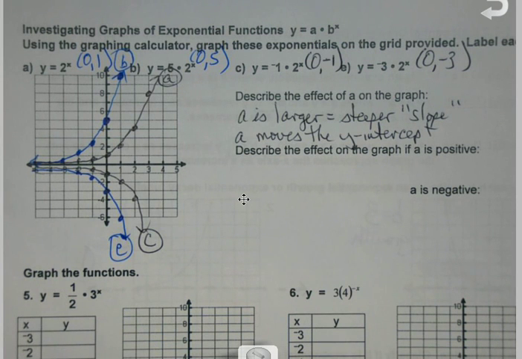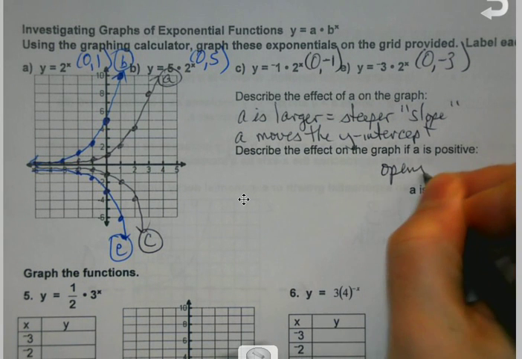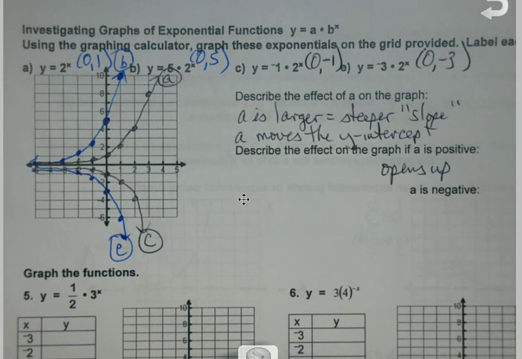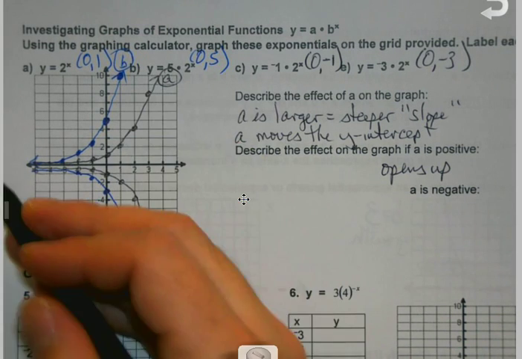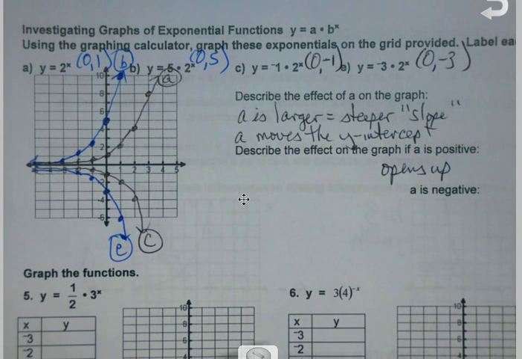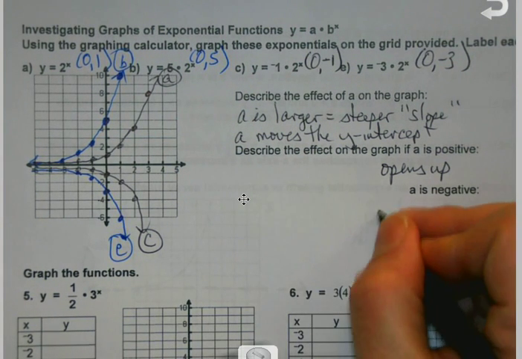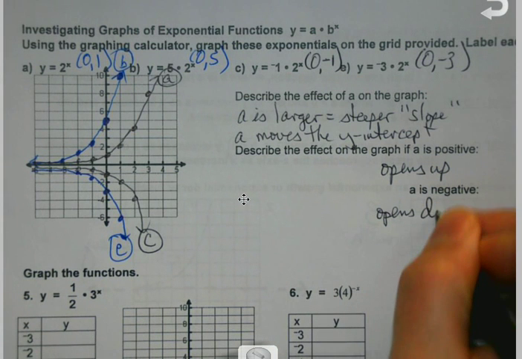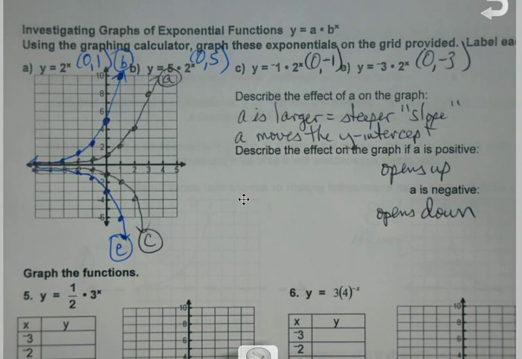Whatever that value was in front, that's where my Y-intercept moved. And then if it was positive, my graph opened upward. Letters A and B both went up. But when A was negative, like it was in C and E, it opened down. Lots of connections to be able to make on this when we actually take a peek to see what's happening, instead of just punching it on the calculator, putting down random numbers and going, on how this works.